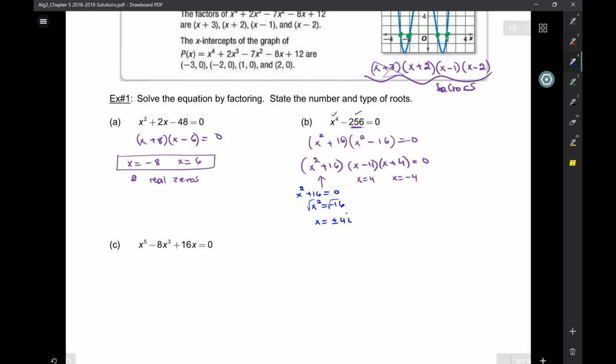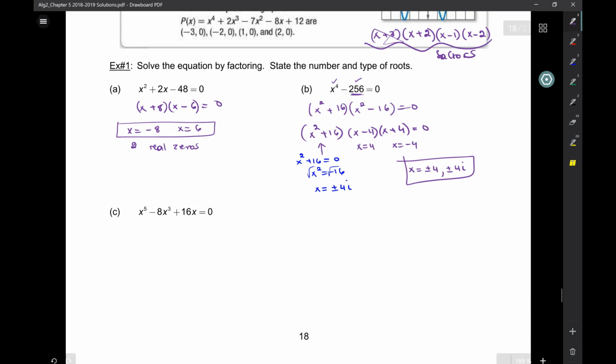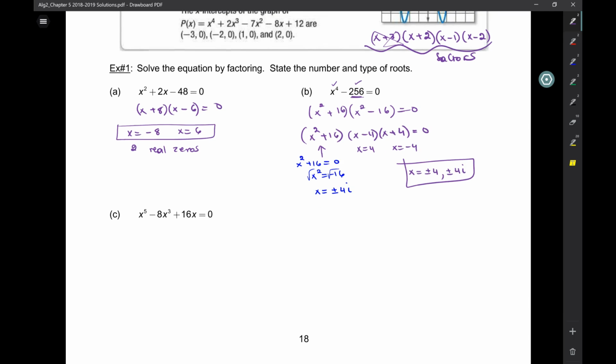So now, if you want to write the answers, you can say x equals plus or minus 4 and plus or minus 4i. Okay? So, how many types, and what's the type of solutions here? One real or two real? Two real, two imaginary.